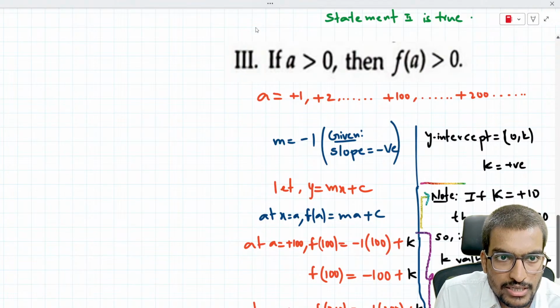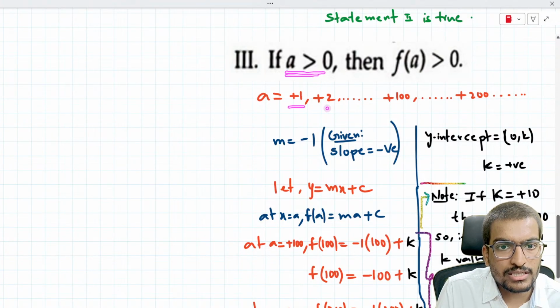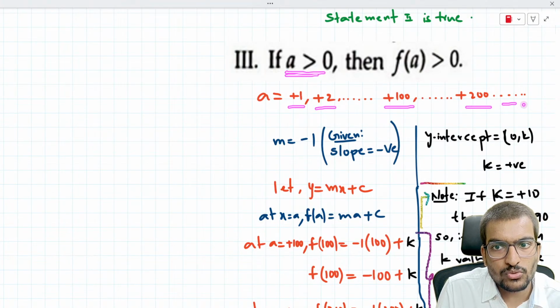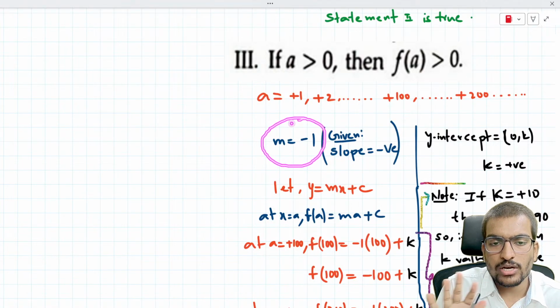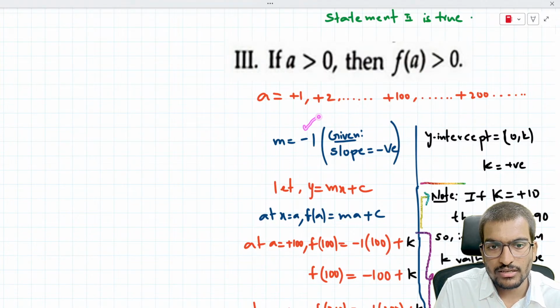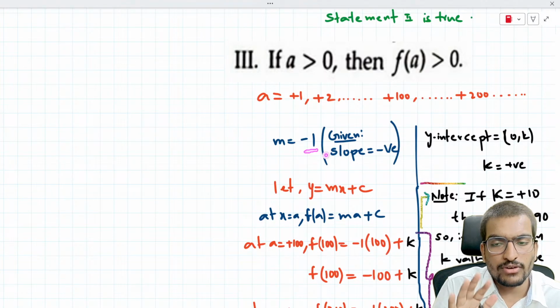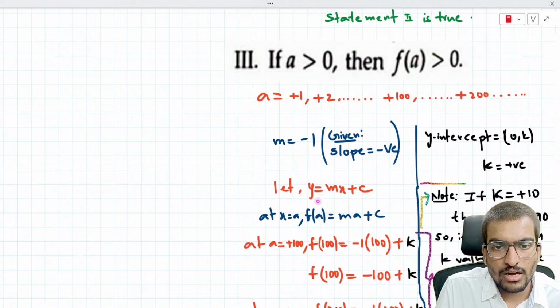A value greater than 0. What is the meaning of that? It is plus 1, plus 2, plus 100, plus 200 till infinite. And I'm considering slope as -1 only. You can consider anything, but you have to take a negative slope. I'm just taking -1 for an easy calculation. Now y equals mx plus c is the equation.